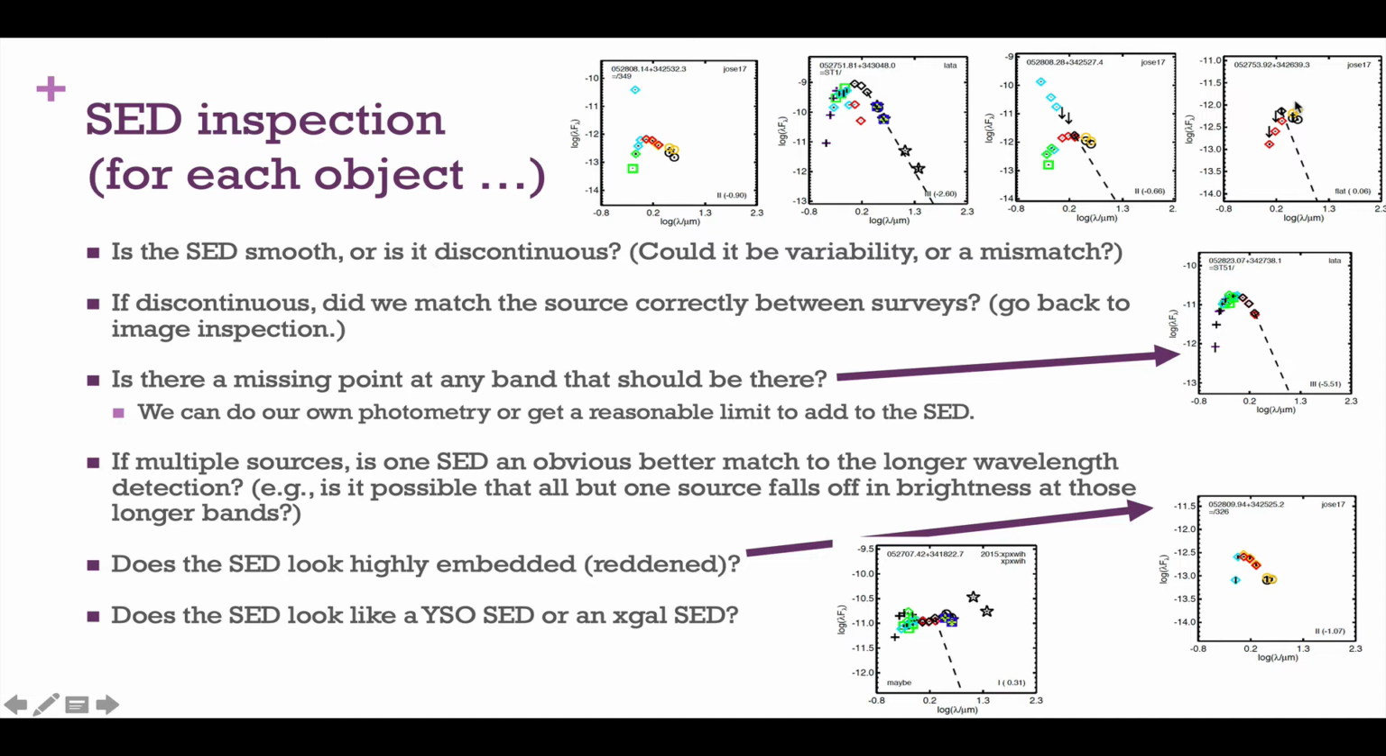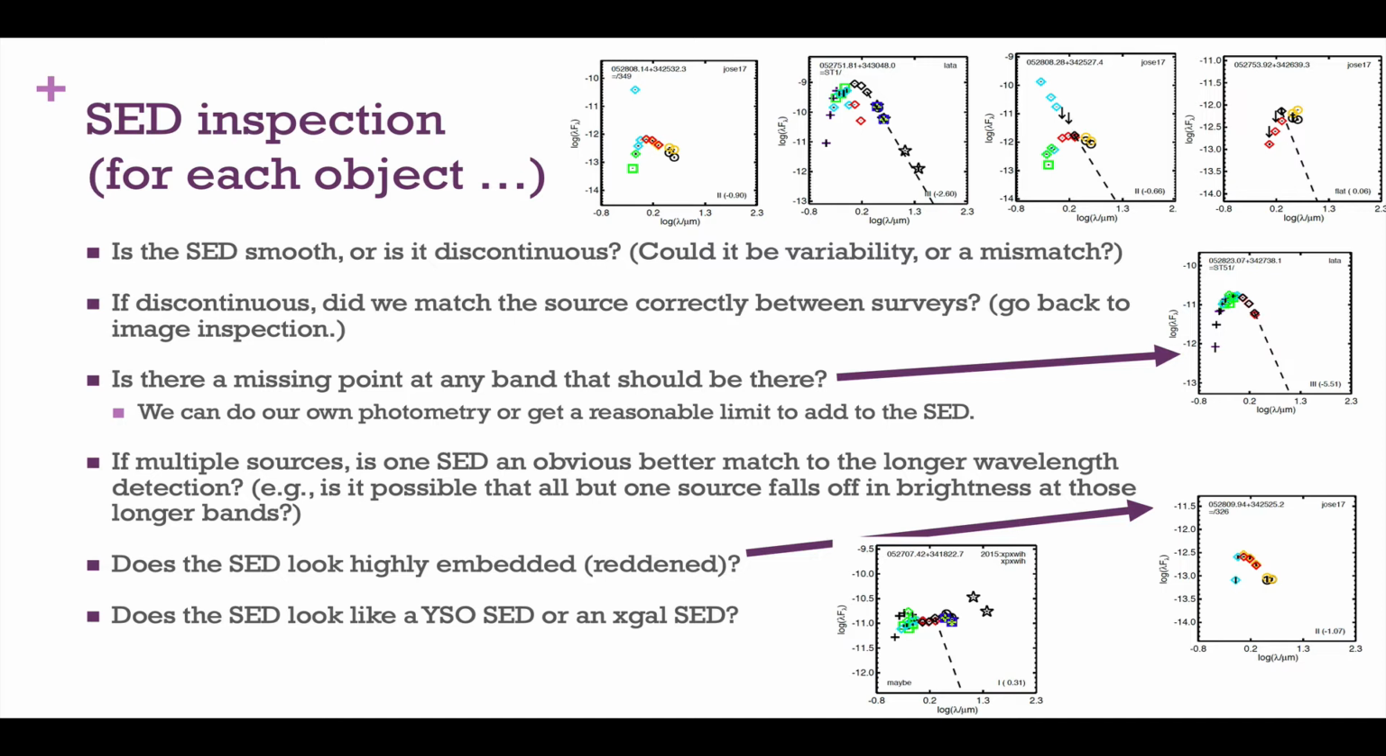Now, these people are working from the same data. So the fact that it's substantially different does not mean that it's variable, because they're working from the same data. So something's wrong with one of those sets of photometry, or it's grabbed the wrong source. These are the kinds of things you're going to need to look for in the SED inspection. If it is discontinuous, we need to look into why, and we may need to go back to image inspection to solve that problem. Is there a missing point at any band that should be there? Here we've got a nice SED, but it stops at 2 microns.